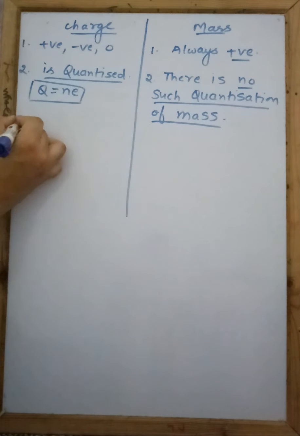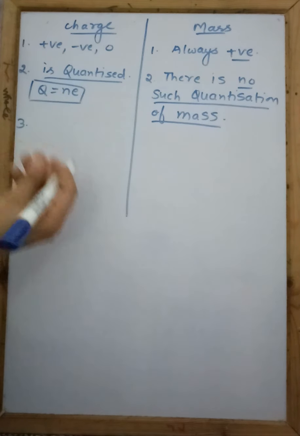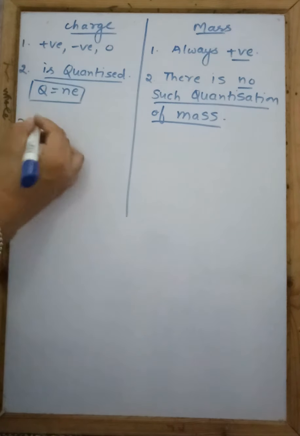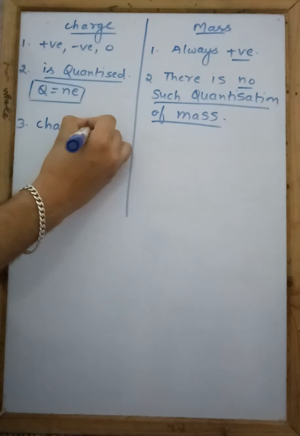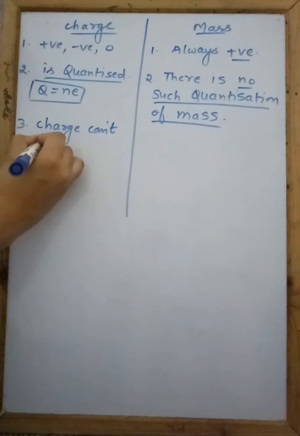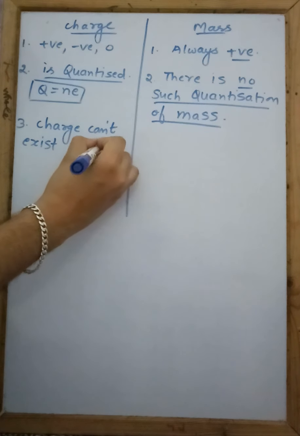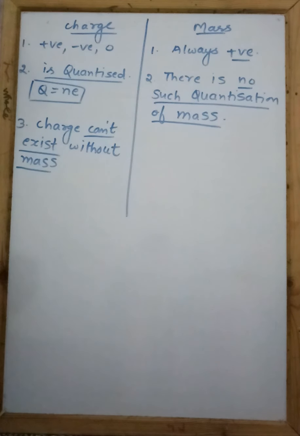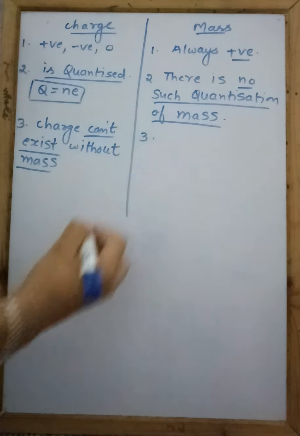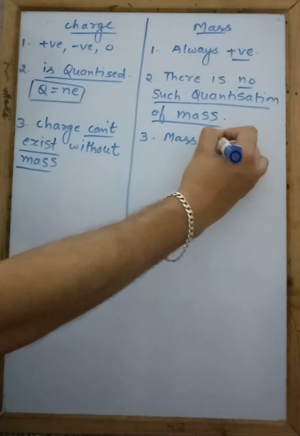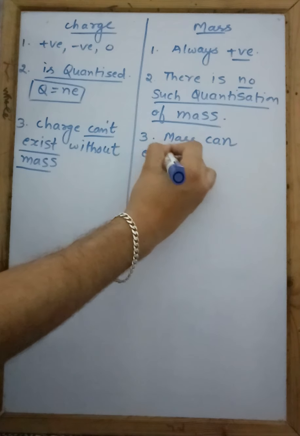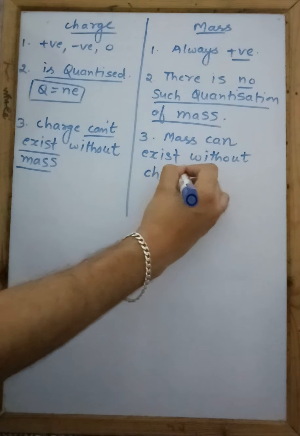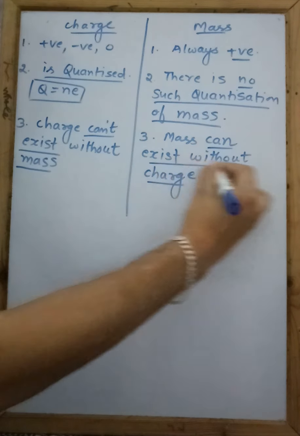Now next point, again very important. You cannot have charge without mass. जब तक किसी बॉडी का मास नहीं होगा तो उसके ऊपर चार्ज नहीं हो सकता. So charge cannot exist without mass. Whereas if I talk about mass, mass can exist without charge. You can have neutral bodies, so mass can exist without charge. Charge mass के बिना नहीं रह सकता, लेकिन mass charge के बिना रह सकता है.